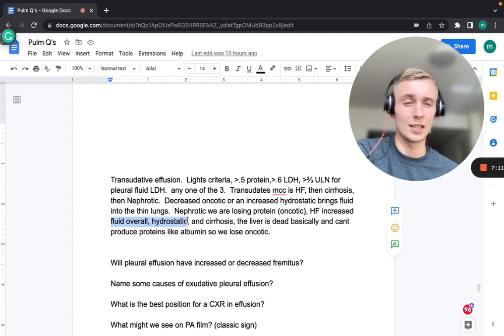Heart failure, of course, increases the hydrostatic pressure because we're just having a fluid overload itself. So that fluid's going to leak into different compartments because it's not moving as well. And cirrhosis, of course, because the liver is not able to perform its synthetic function and produce albumin. Again, just like in nephrotic when we're losing albumin, here we're not even making it. So then we lose that oncotic pressure, the ability to keep fluid in the intravascular space. And of course, in cirrhosis, we have things like ascites and hepatosplenomegaly, etc. So those are your causes of transudative.